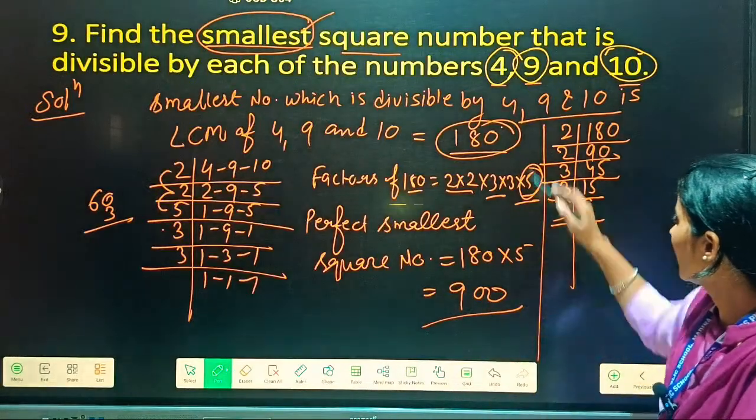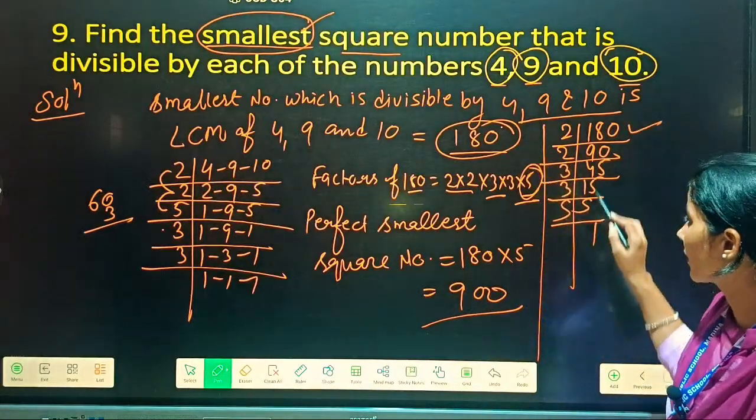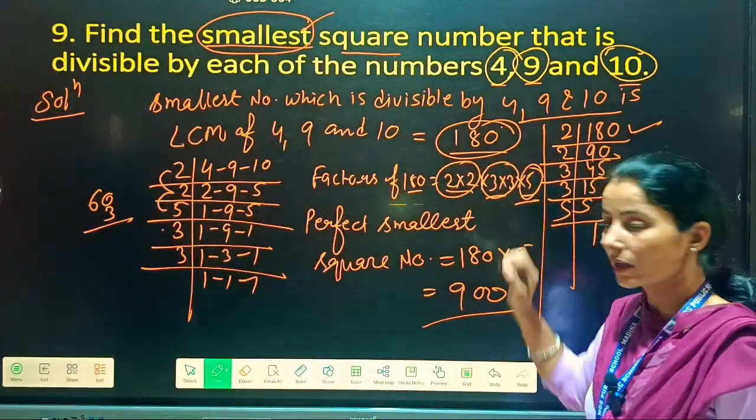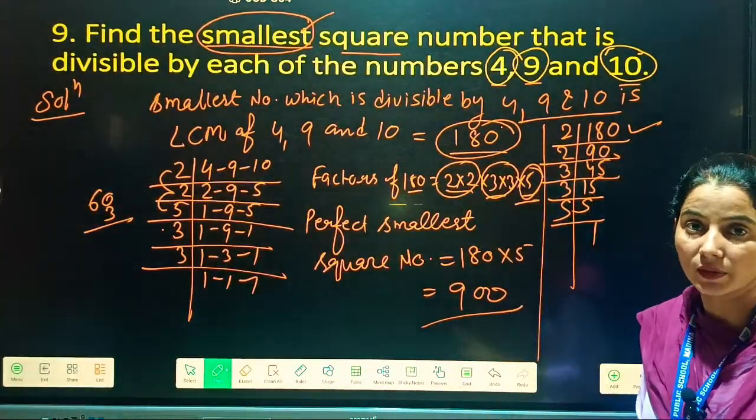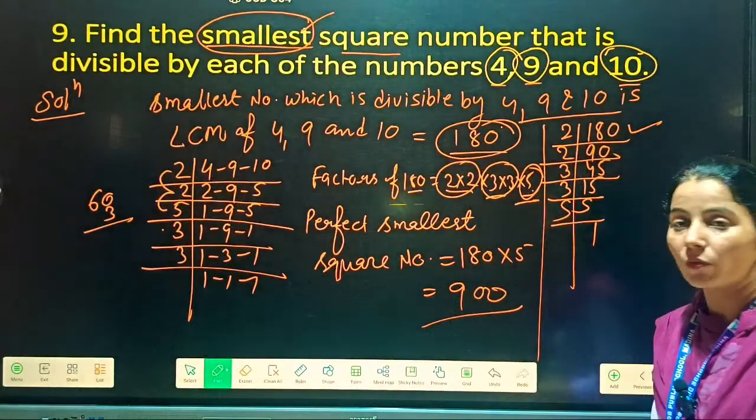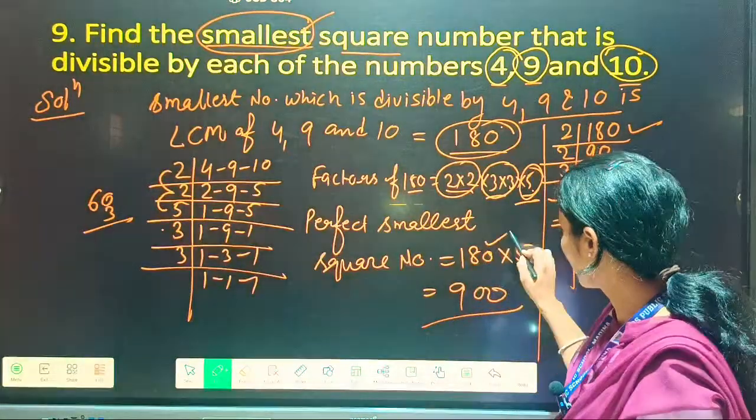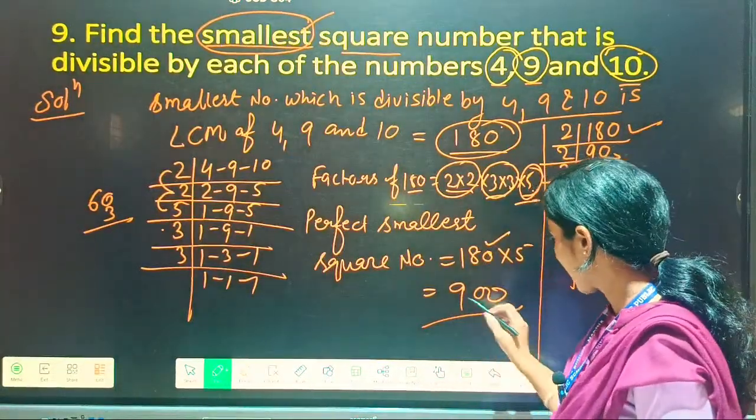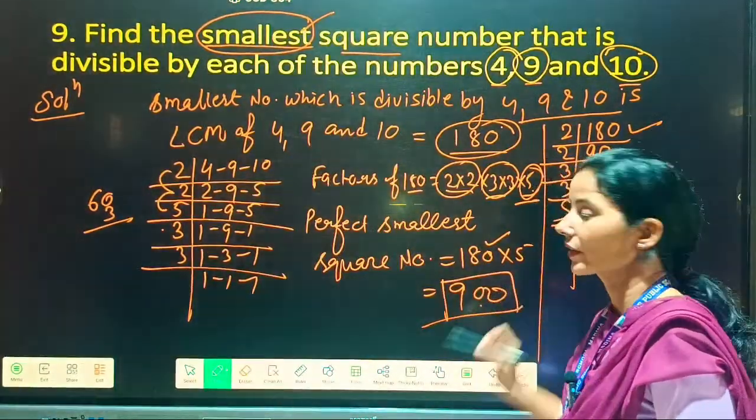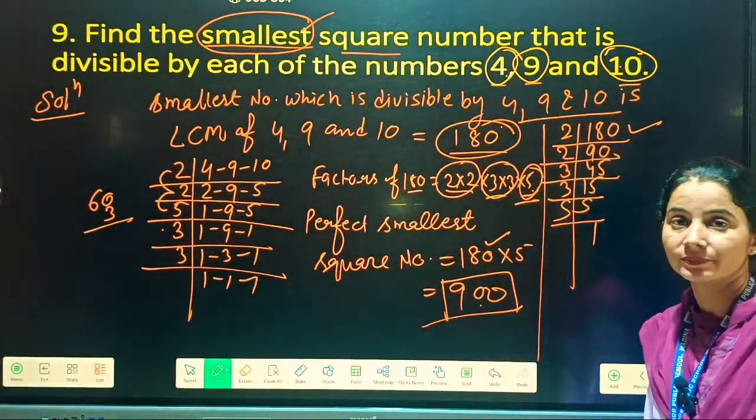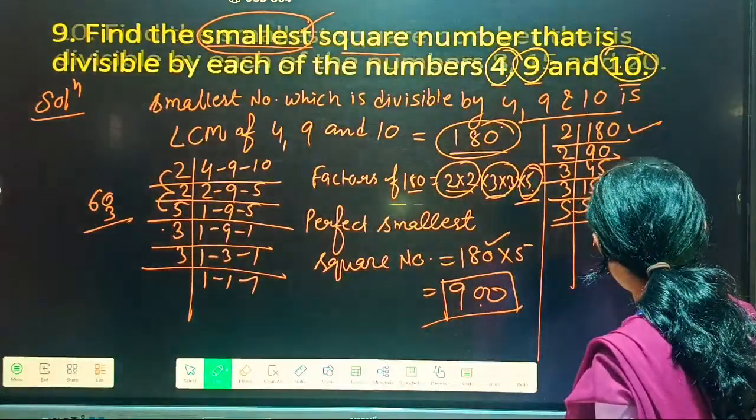So check it. I factorized 180. I got that these two factors 2 occur in pair and this 3 also occurs in pair, except this 5. One factor is unpaired. So if I multiply my given number by 5, then I will get the smallest perfect square number which is divisible by 4, 9 and 10. Let us do the next question.